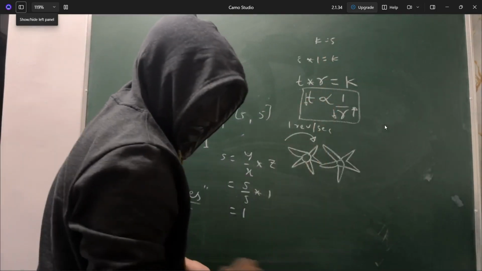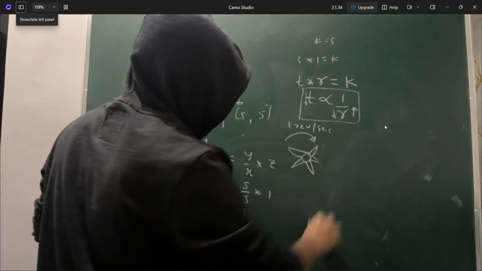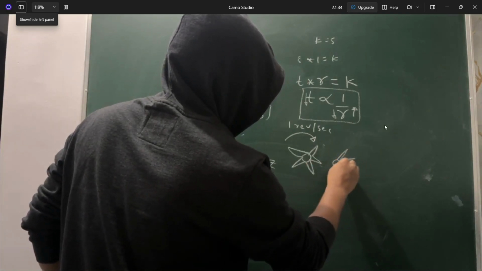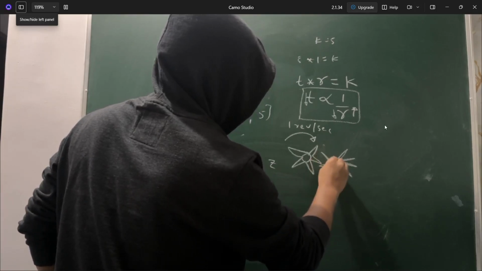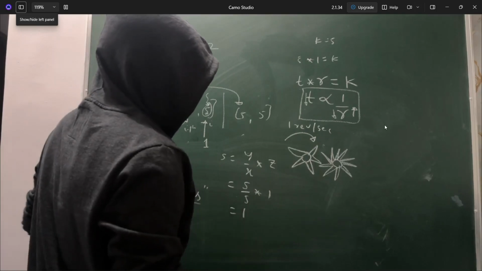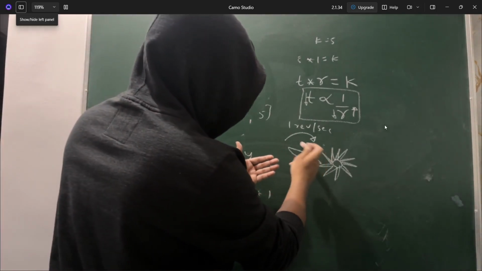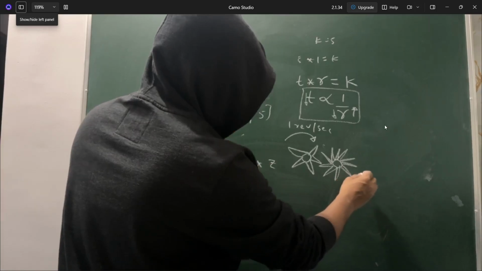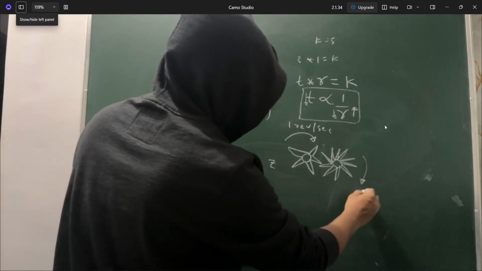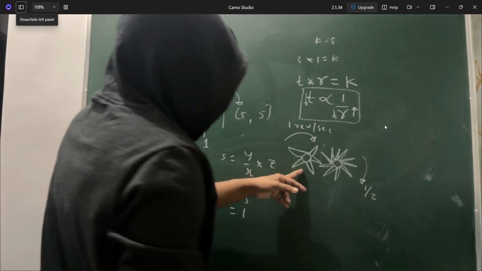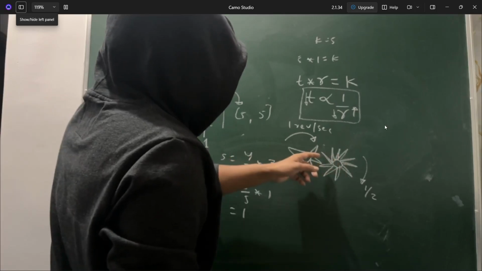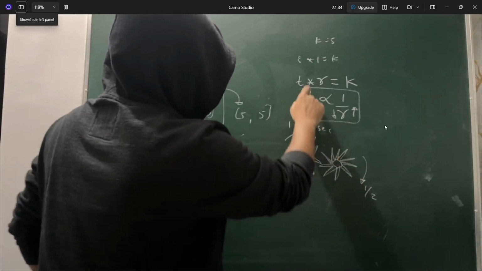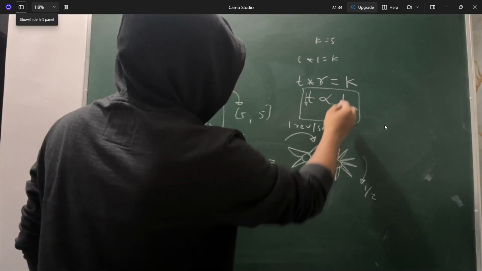Now let's say you remove this gear, and it has, let's say, 10 teeth: 4, 5, 6, 7, 8, 9, 10. Let's say it has 10 teeth. So if you try to visualize, since this is rotating at 1 revolution per second and it has more teeth, this will be slow, right? This will be rotating at half of the speed. You know why? Because it has more number of teeth, so this will be rotating fast and this will be rotating slowly.